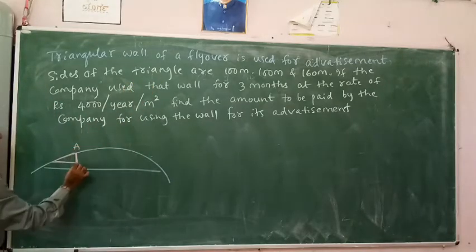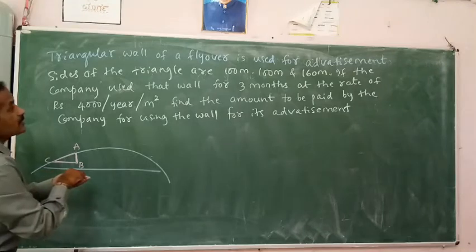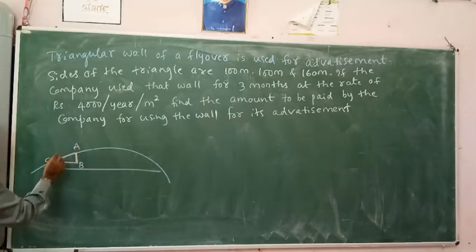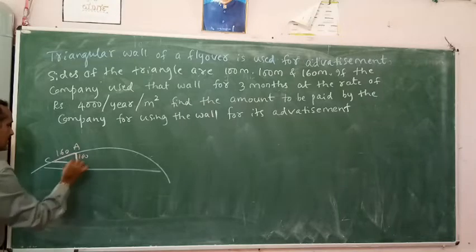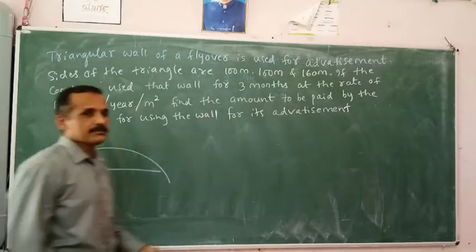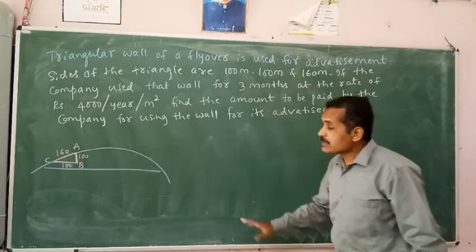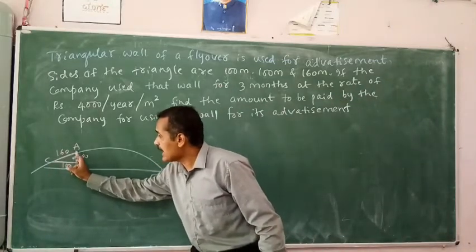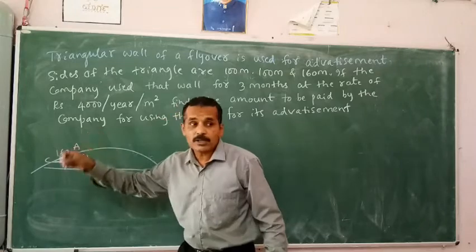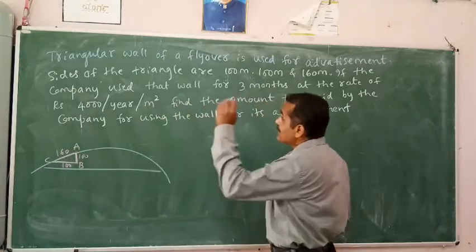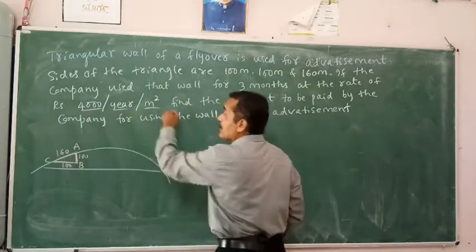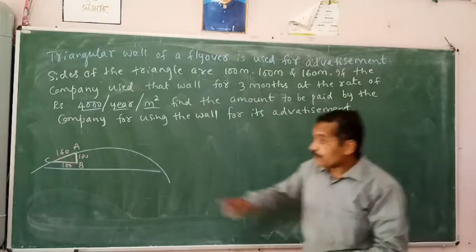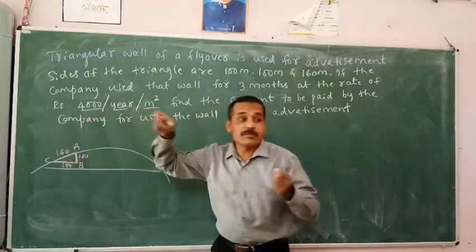Let me call that part as A, B and C. The dimensions are 100, 100, 160. I will say this is 160, this is 100 and this is also 100. My work is, I have to first find what is the area of this wall which is used for the advertisement. Because what they say, the company has to pay rupees 4,000 per year per meter square. That means you will find for this much area how much company has to pay.